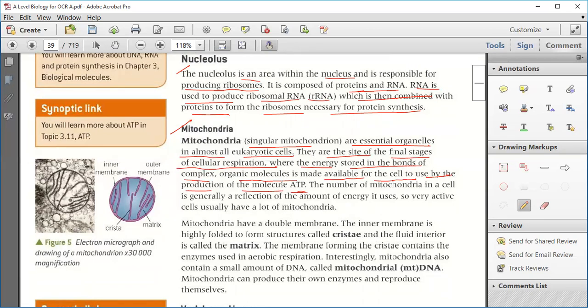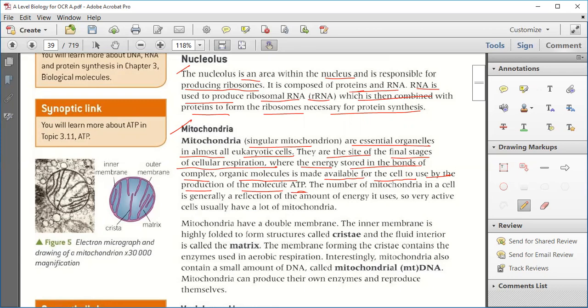So the mitochondria's basic function is that it is the powerhouse of the cell. Whatever energy is stored in the bonds of complex organic compounds is made available for the cell to use through the molecule ATP. The number of mitochondria in a cell is generally a reflection of the amount of energy used. So very active cells usually have a lot of mitochondria.